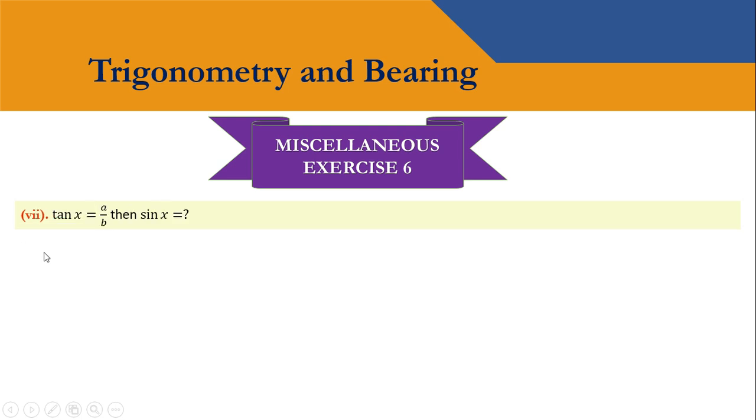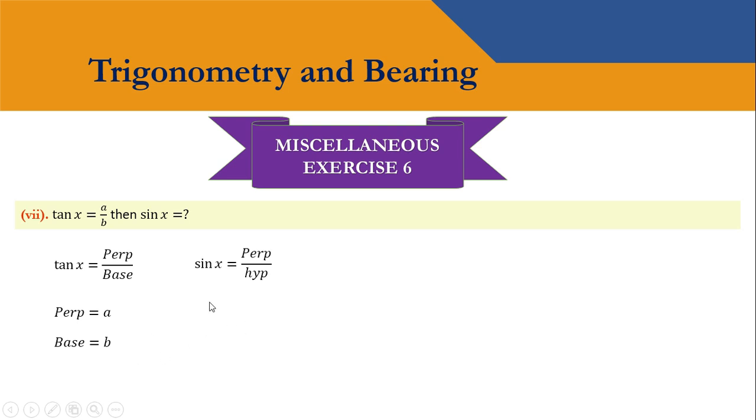Here is part number 7 of question number 1. Tan of x is equal to a by b. Then we have to find the value of sine of x. As we know, tan of x is equal to perpendicular divided by base. So if tan of x is equal to a by b, then comparing both values, we can find out that perpendicular is equal to a and base is equal to b.